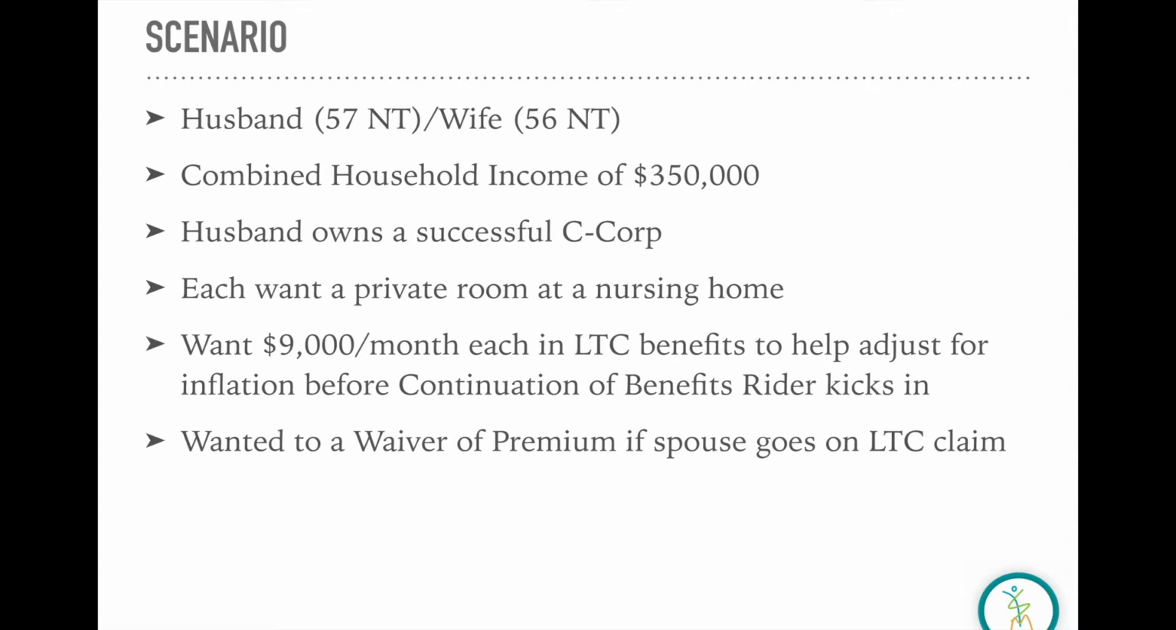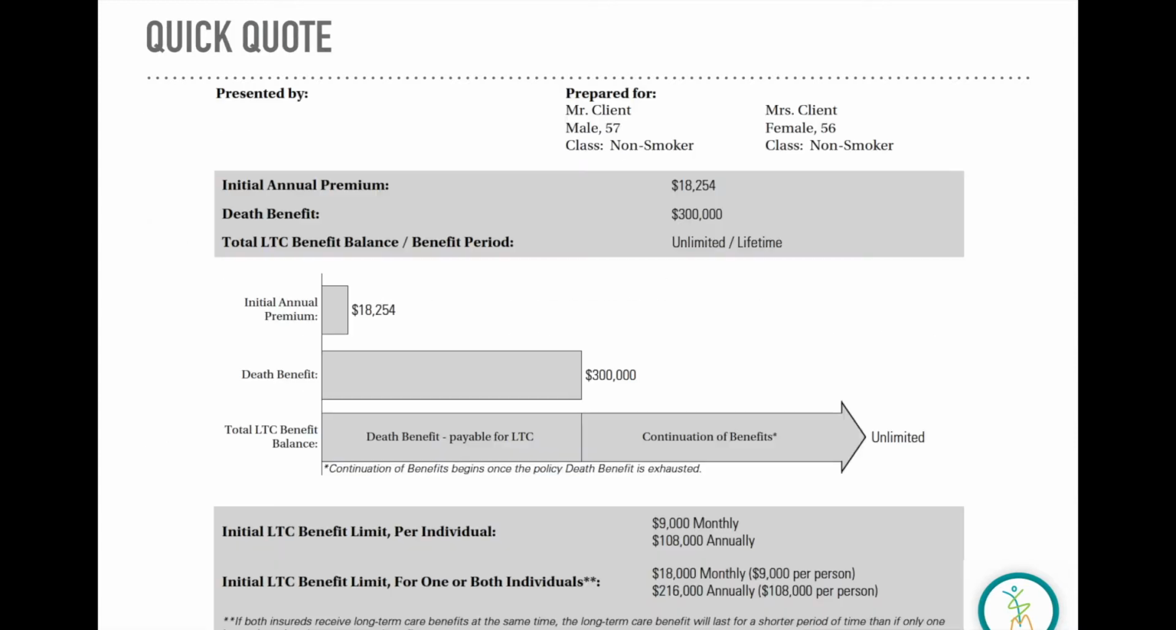So you call us here at the Integrated Senior Marketing Office and we present you with this quote. Talks about everything that they want, $9,000 a month each, unlimited lifetime continuation of long-term care benefits. There is that death benefit, and they're insured together. But the thing that your client is going to see is that $18,254 per year premium.